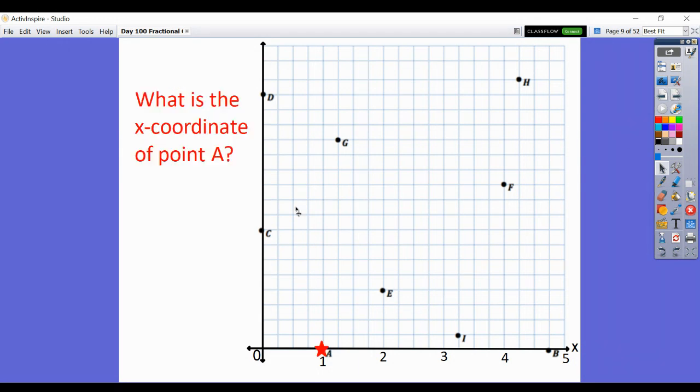What is the x-coordinate of point A? Well, if you said 1, you would be correct. It is 1. Now, what is the x-coordinate of point B? Well, here's point B way down here. Well, there's 4 whole, 1, 2, 3. That would be 4 and 3/4. If you got 4 and 3/4, you are correct.